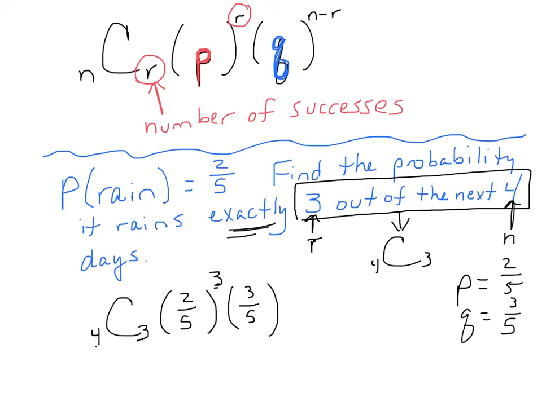So that's going to go into the second parenthesis. And if it's going to rain 3 out of 4 days, then it's going to not rain only 1 out of those. So what I look for, do these two numbers add up to my total number of days that I'm looking at? And then does my number of successes match the number I'm choosing here? Okay, that's how you set it up.